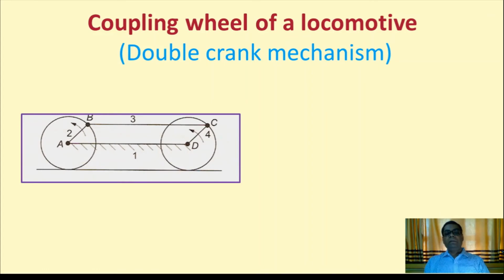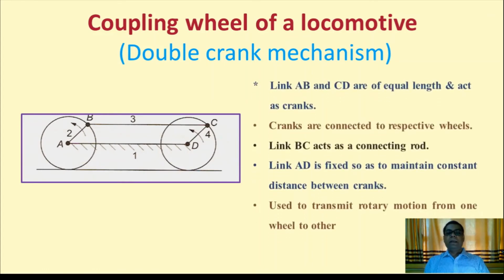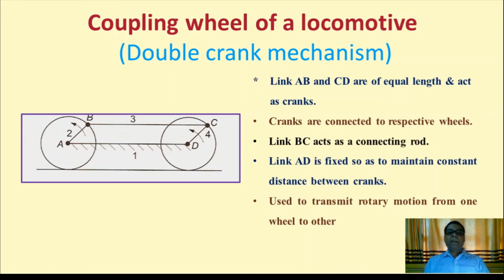There are 2 coupling rods, and they are connected. Here AB and CD are of equal length and act as cranks, that is, a double crank. The cranks are connected to respective wheels, link BC acts as a connecting rod, and link AD is considered the fixed link to maintain the constant distance between the cranks. It is used to transmit rotary motion from one set of wheels to another set of wheels and so on.